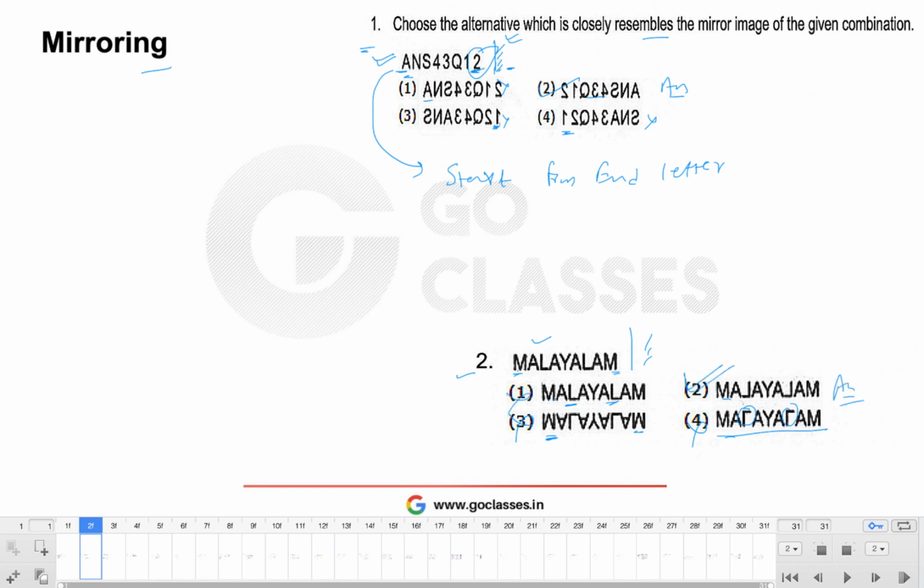Or you can find out your own mirror image, then match with the options. Like Malayalam: M, mirror image of M will be like this. A, what is the mirror image of L? It will be like this. A, mirror image of Y, it will be like this. A, L, A, M. So it will be the final mirror image. This resembles option 2.